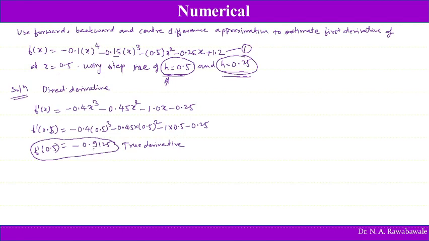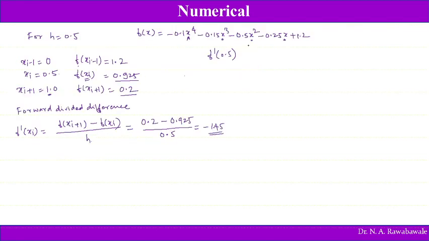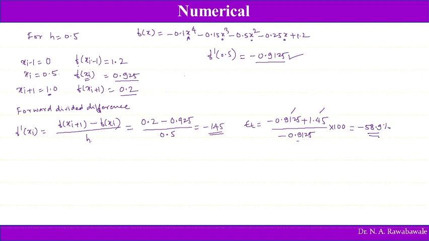The true derivative which we obtained previously, f dash of 0.5, is minus 0.9125. So this is the exact answer. But what we obtained here is minus 1.45. So to find the relative true error, the true value is minus 0.9125 minus the approximate value, minus 1.45, whole divided by minus 0.9125. That is, true value minus approximate value divided by true value, into 100. So this is going to be minus 58.9%. So here the error is 58.9%. This is the differentiation which we obtained by the forward divided difference.